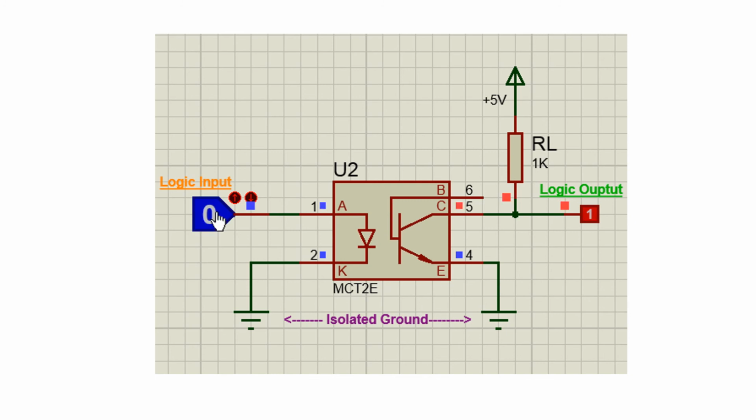Yes, so it transmits the signal from the input side to the output side without any electrical connection. So it provides electrical isolation. So it is called an opto isolator. It is used for coupling the signal from input to output through optical means. So it is called an optocoupler.